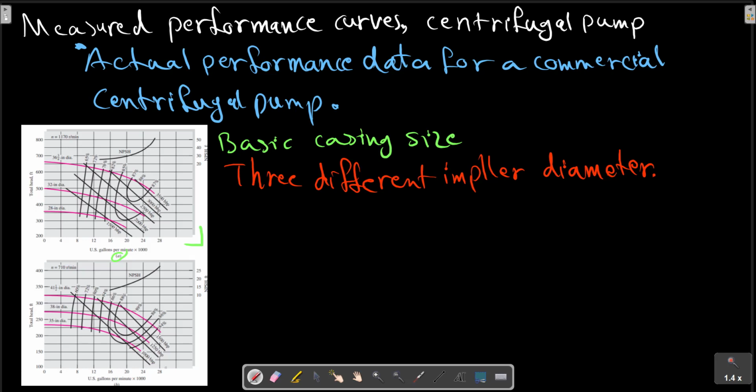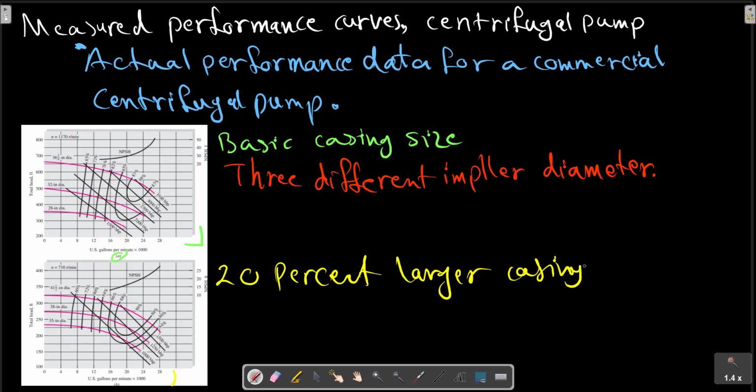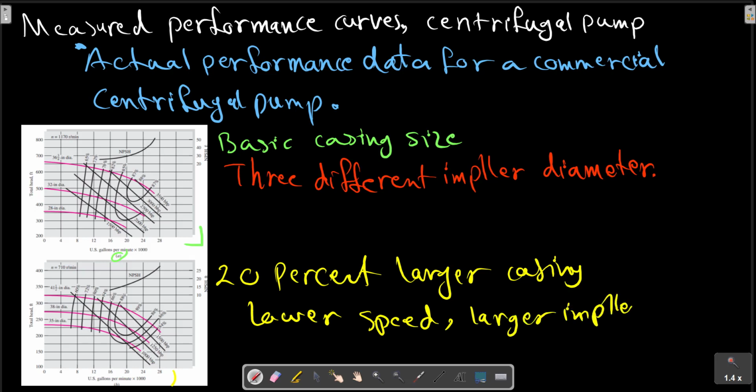Figure B is the same pump design with a 20% larger casing than the previous one, a lower speed, and three larger impeller diameters.